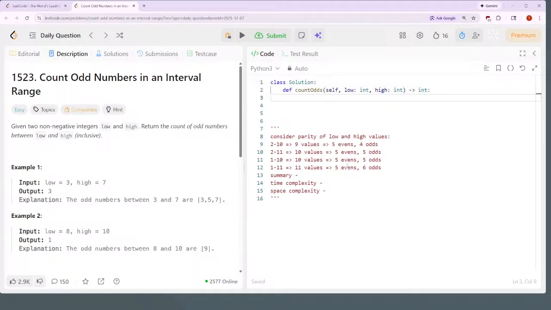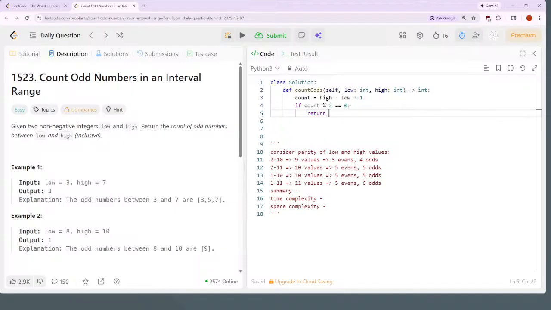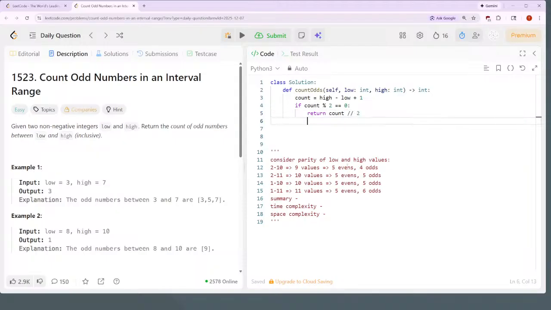So let's say the count of the number of things is going to be high minus low plus 1. If this count is an even count, so divided by 2 has a remainder of 0, return half the count. Otherwise, return half the count plus 1. I guess it automatically rounds down if it's an odd count. If both the top and bottom are odd.